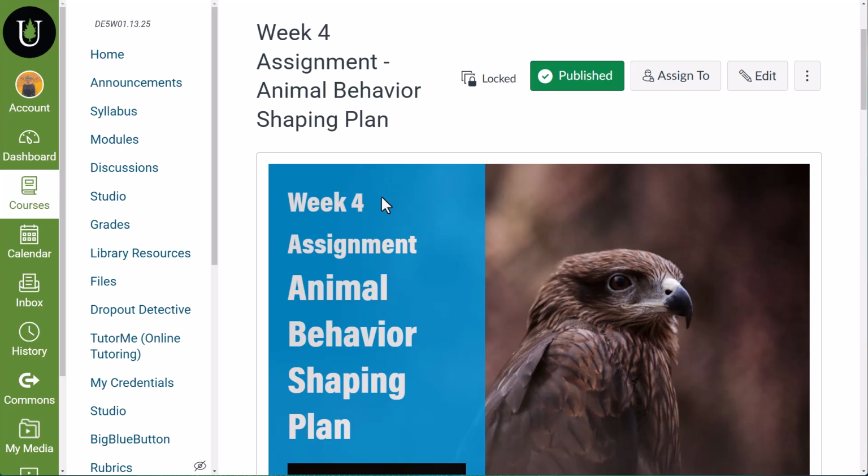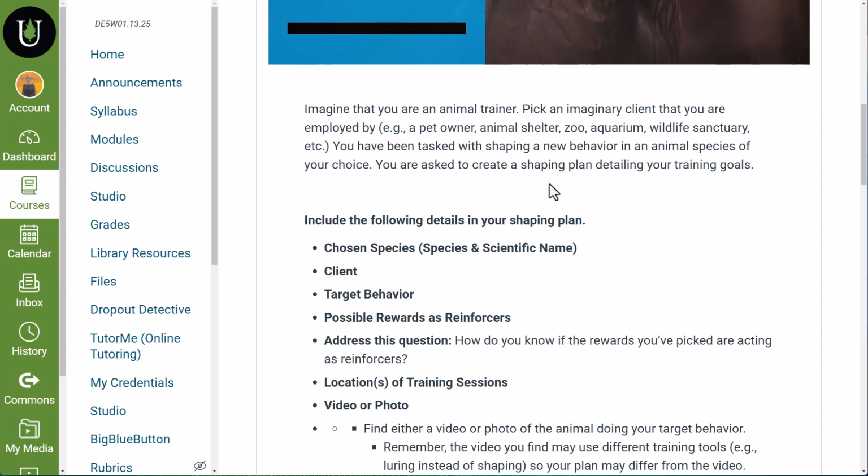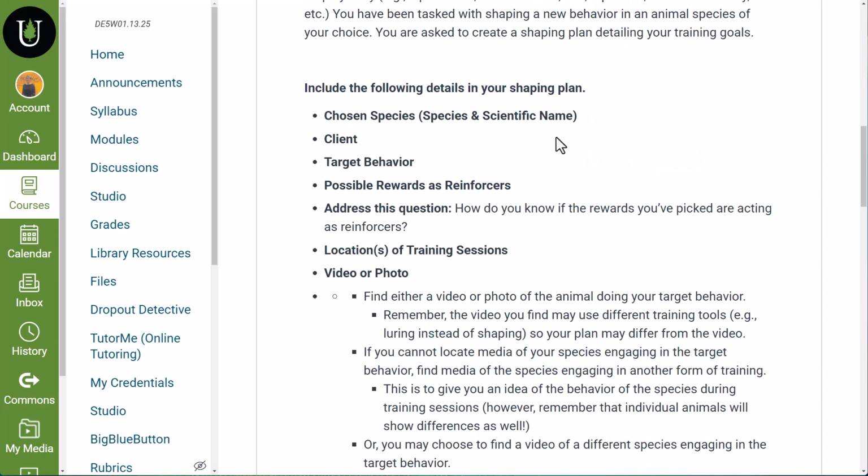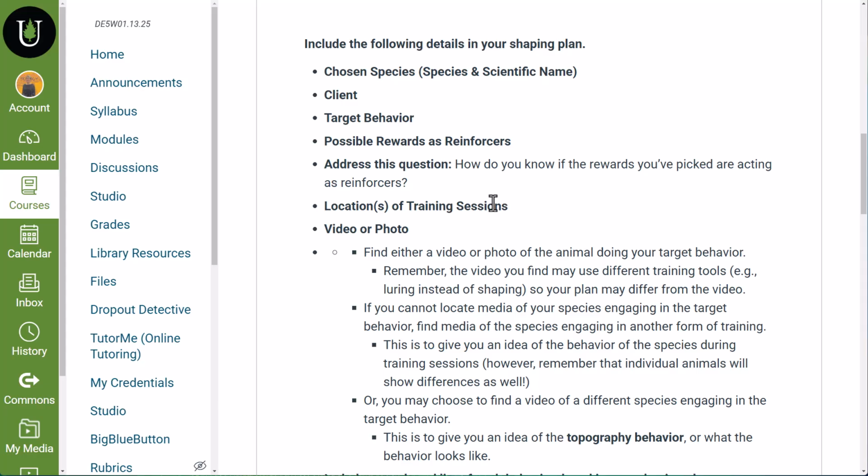In your week 4 assignment, you will make an animal behavior shaping plan. You'll see reference to shaping plans in your learning materials. What you want to include in your shaping plan is you want to list the species, who is the client. So is the client a pet owner? Is it a zoo? Is it a rescue? What is the target behavior? So what are you trying to get this animal to do? What are some of the rewards that you'll be using as reinforcers to shape the behavior? How do you know that the reward that you're using is actually acting as a reinforcer? Where will those training sessions take place?